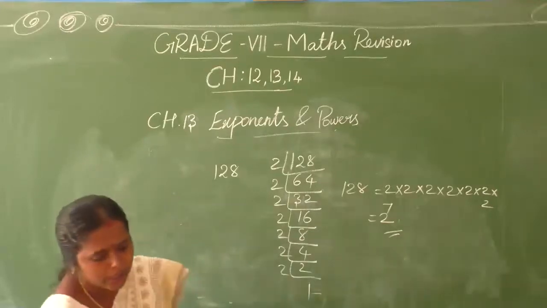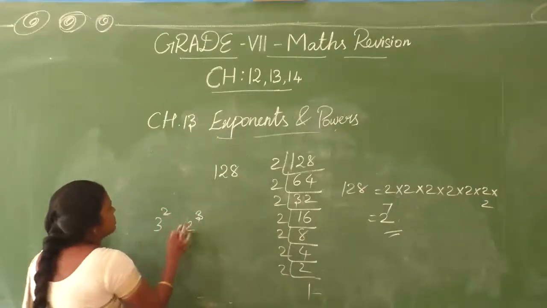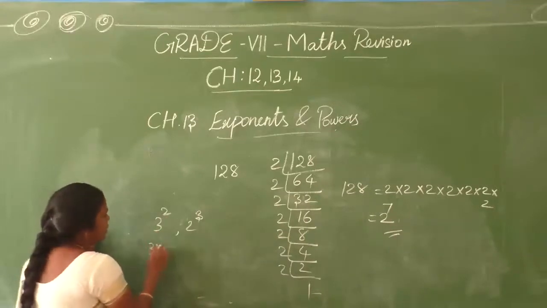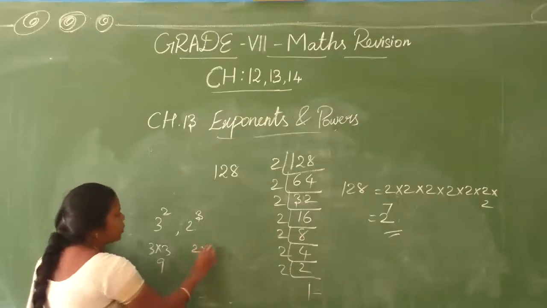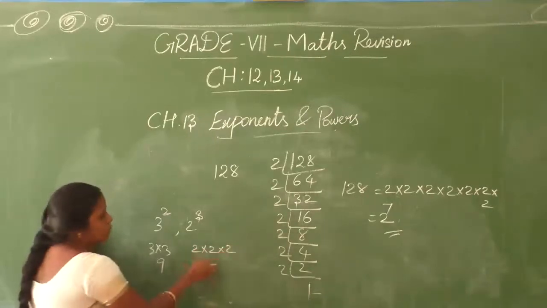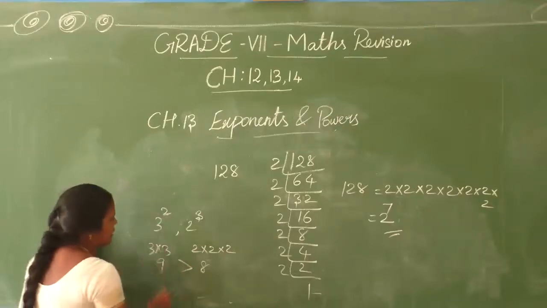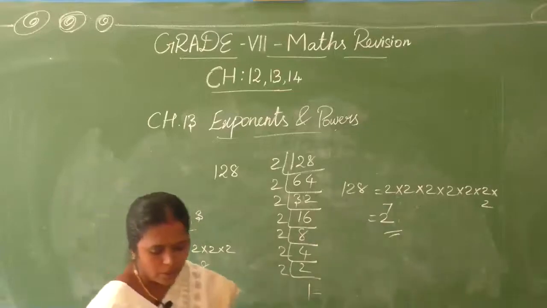One more sum I am trying. Say 3 square, 2 cube, which is bigger, this or that. What to do? 3 square, what is that meaning? 3 into 3, 3 3s are 9. 2 cube, what is that meaning? 2 into 2 into 2, 2 2s are 4, 4 2s are 8. 9 is bigger than 8. Therefore we can decide 3 square is greater than 2 cube. Clear?